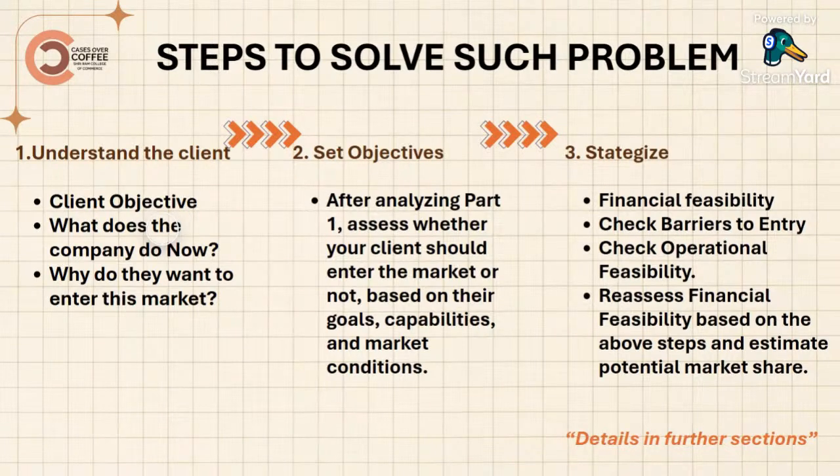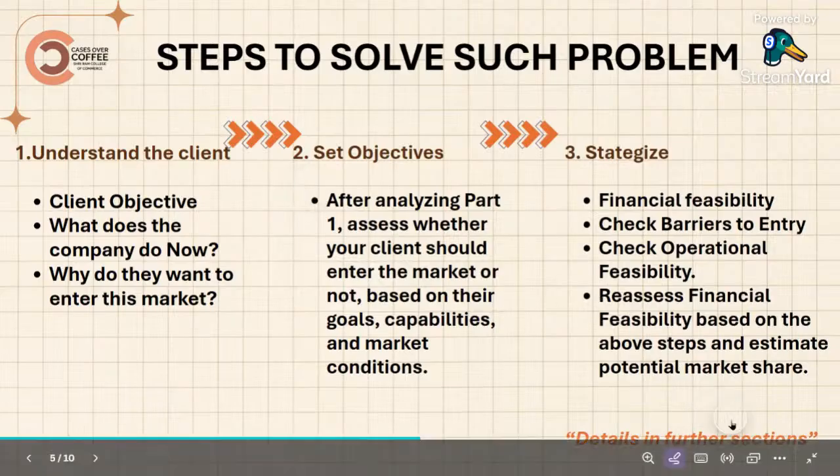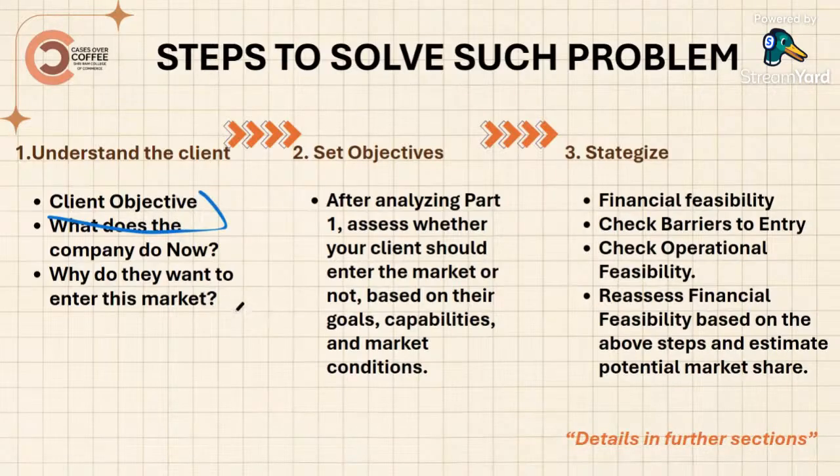For example, we can think of different companies like Amazon. Amazon launched its Kindle so that they can support their book business. So this was the client objective. Similarly, in 2024, Reliance, which is a retail giant, launched their own FMCG brand called Independence. So what is the objective?